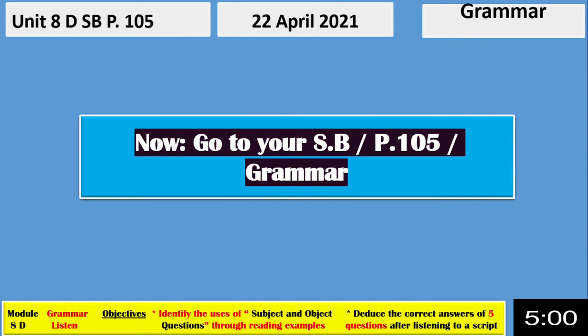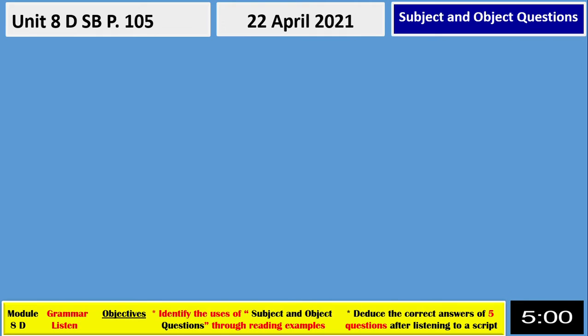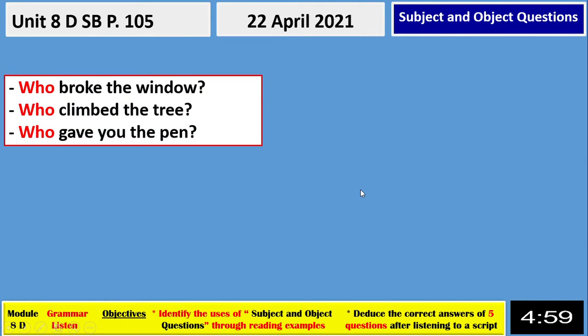After getting to know the new vocabulary, let's move now to the student book. I want you to open your student book, page 105, the part about grammar. Let us start. Let's read now the example that we have. We broke the window. We climbed the tree. We gave you the pen.